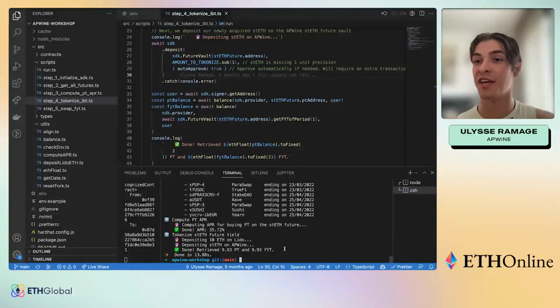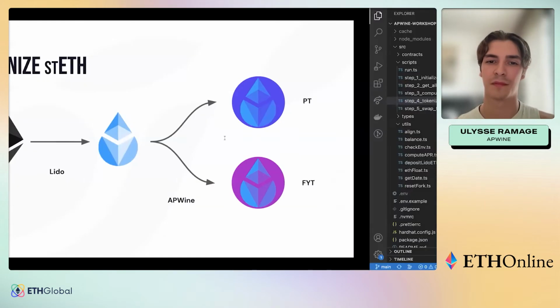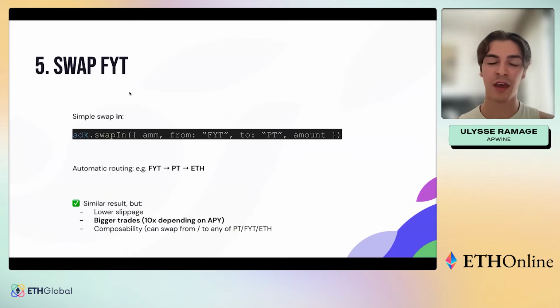But since the FYT has some value, of course, it needs to be accounted for. Nice. So now what we want to do as the last step is swap all of our FYT, so the 9.93, to our PT. And again, when you buy PT with anything, even underlying or FYT or whatever, you basically get a fixed rate. So here we're going to be maximizing our fixed rate. This is the fifth step.